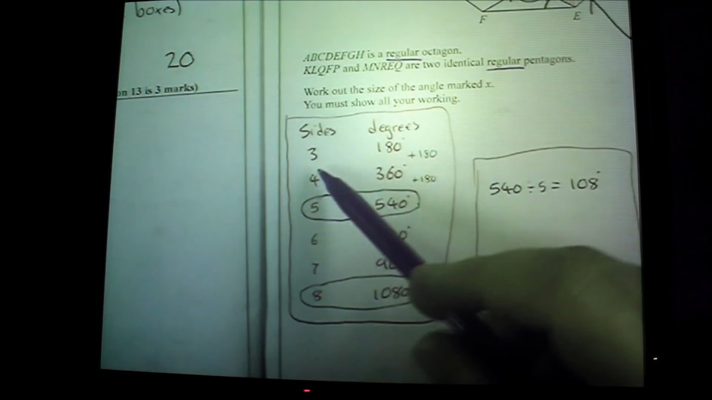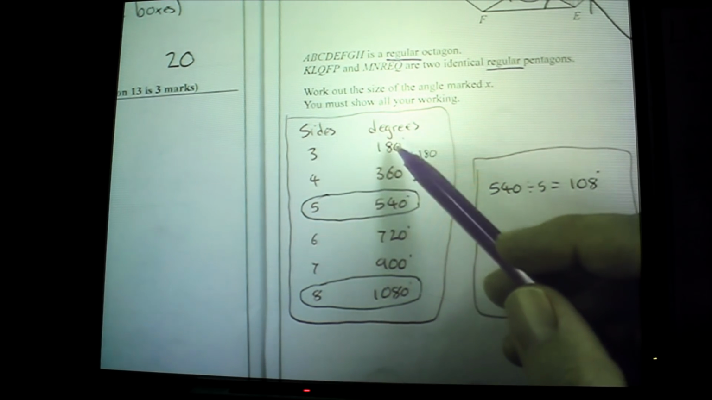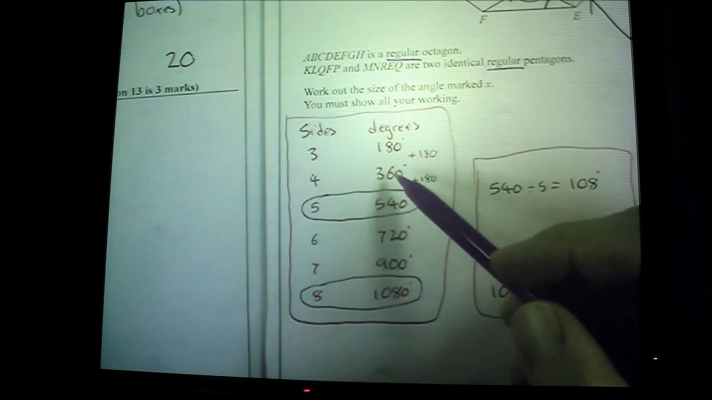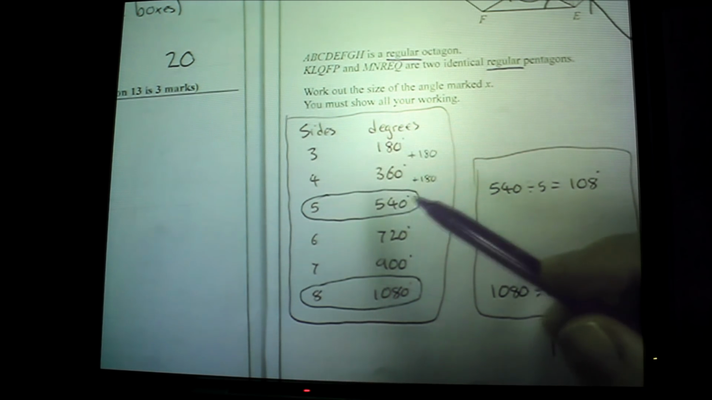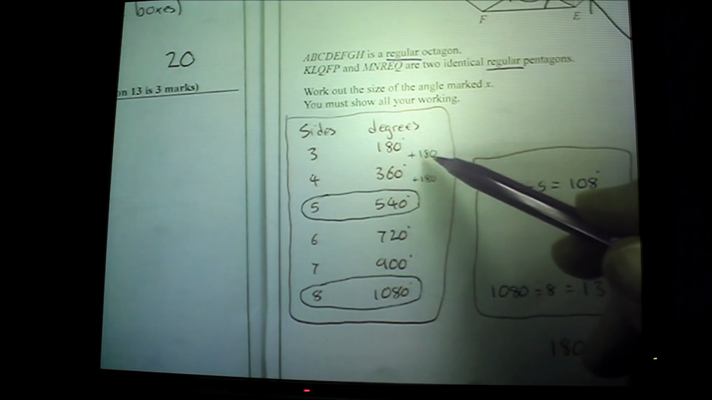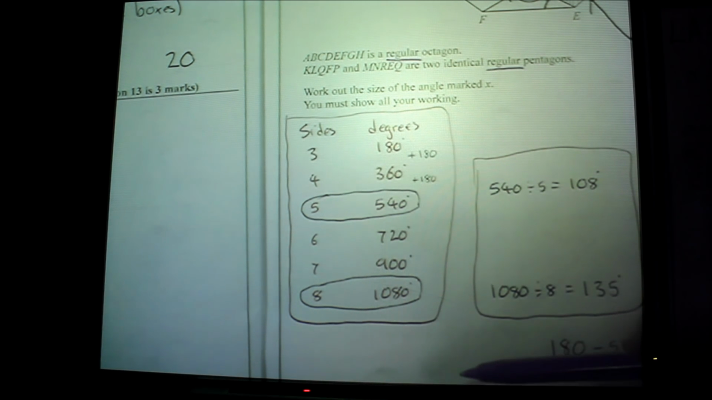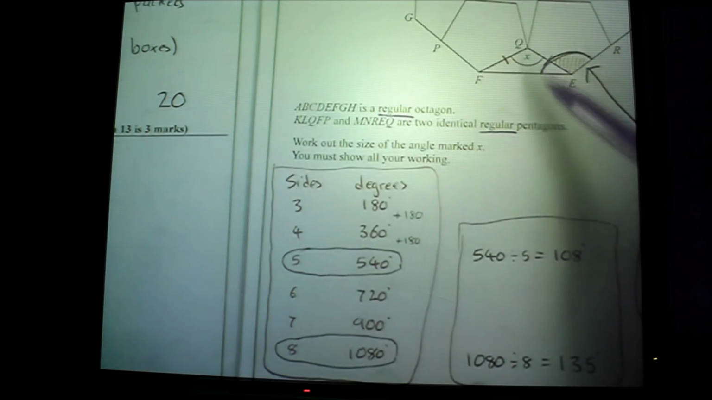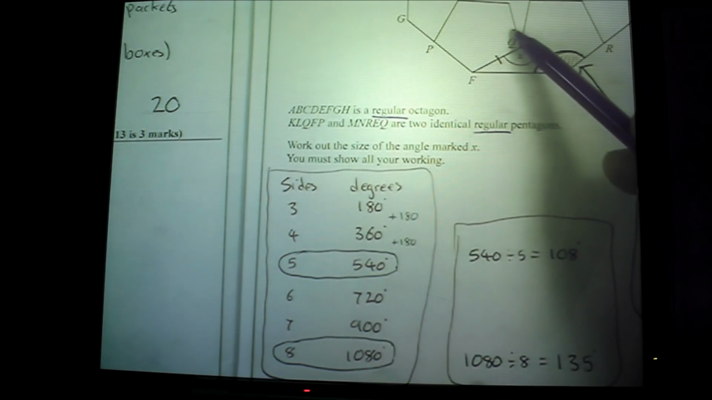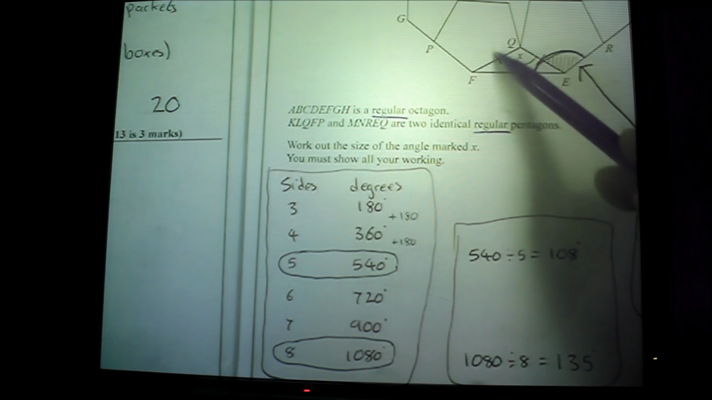So what I've done here, I've drawn myself a little chart. You know, in a 3-sided shape, a triangle, there's 180 degrees. In a 4-sided shape, there's 360. You might not know, in a 5-sided shape, there's 540 degrees. And what happens is, look, it goes up by 180 degrees each time. So, because we're trying to find an angle here, I've decided to work out what this angle here, Q, is.